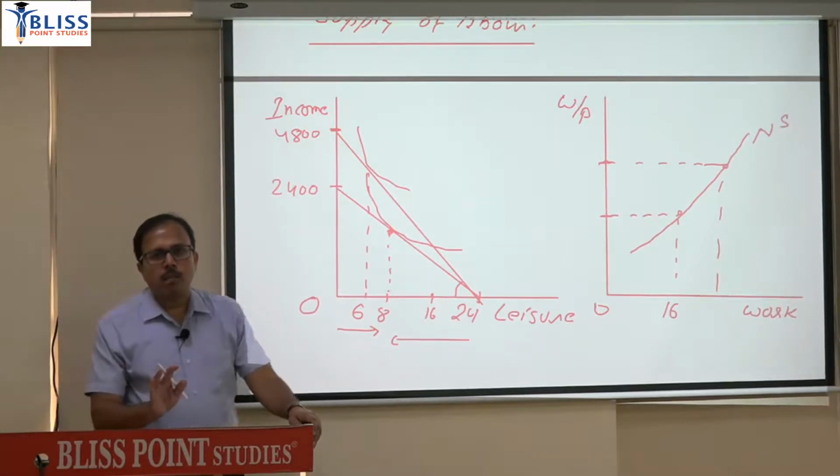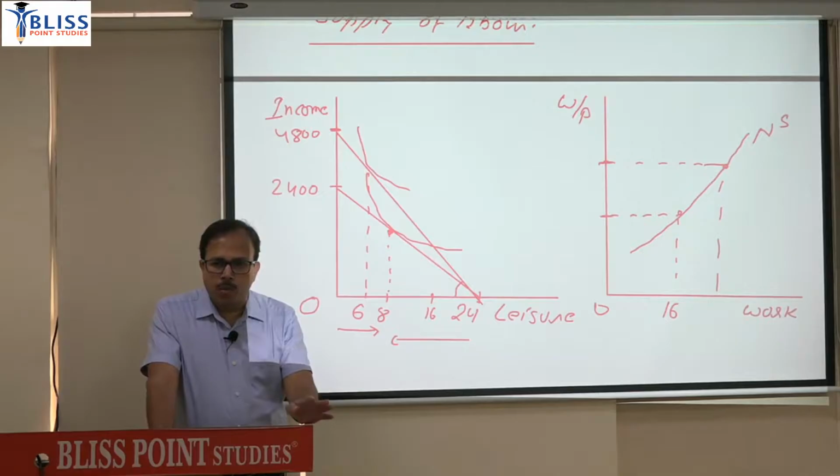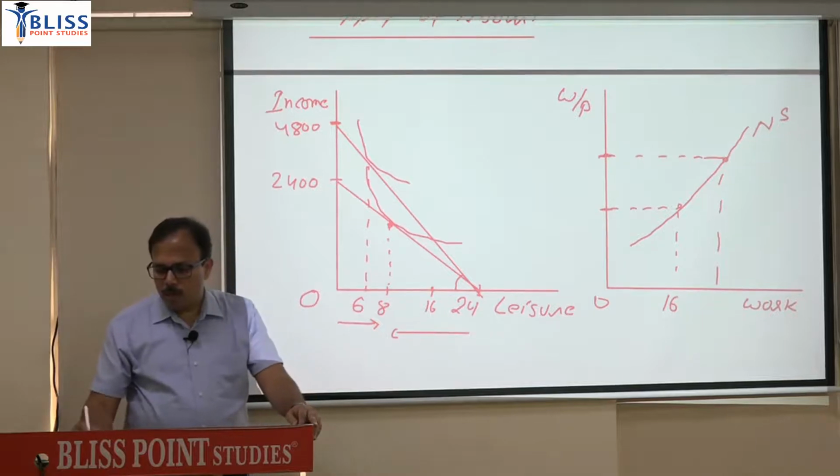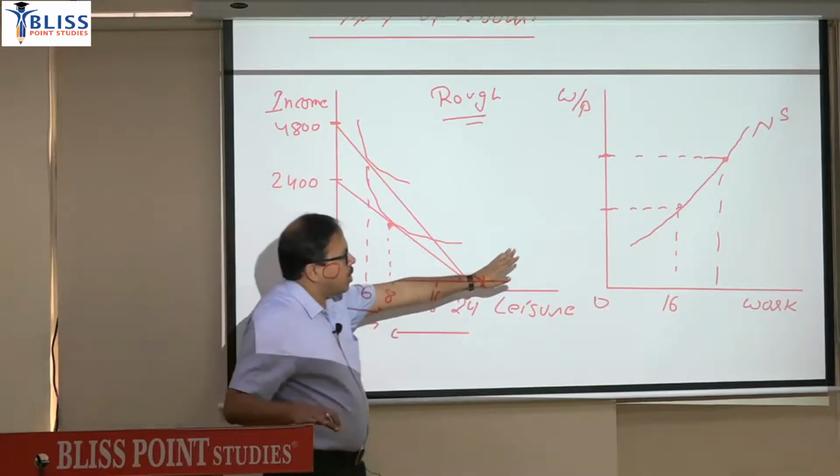ये हमारे आंसर में कहीं नहीं आएगा वैसे, we have to simply use it, but since you are using it so you must know why labor supply curve is positively sloped. ठीक है, तो बस इसे रफ में आप ड्रॉ कर लो. We will be basically using only this right side diagram.